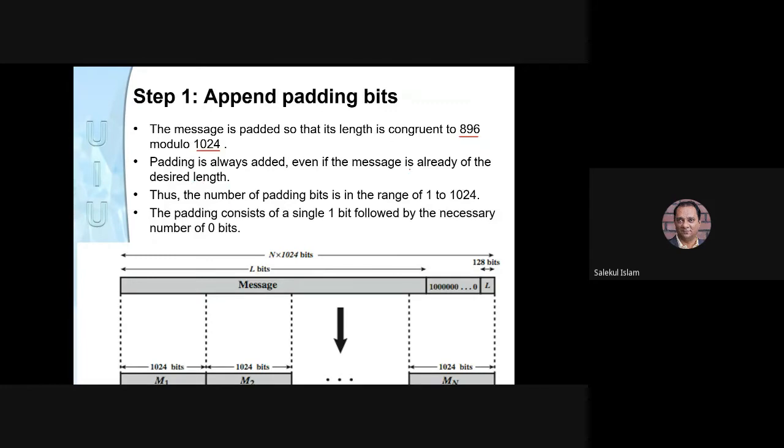That means what they have said, that if this is a multiplicand of 1024, you will add 1 block of padding. This is what they have said. Thus, the number of padding bits is in the range of 1 to 1024. So the padding consists of a single 1 bit followed by the necessary number of 0 bits. So after padding has been added, then we have M1, then M2, and then up to Mn.